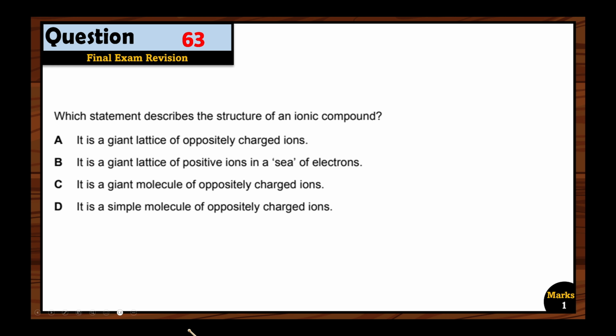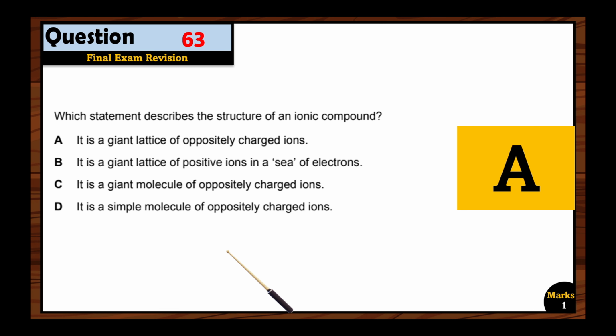Which statement describes the structure of an ionic compound? Now we will revise all the questions related to ionic compounds. Let's see one by one. It's a giant lattice of oppositely charged ions. Yes, that's right. It's a giant structure and it is a lattice structure and it is made up of oppositely charged ions. So that's why option A is right.